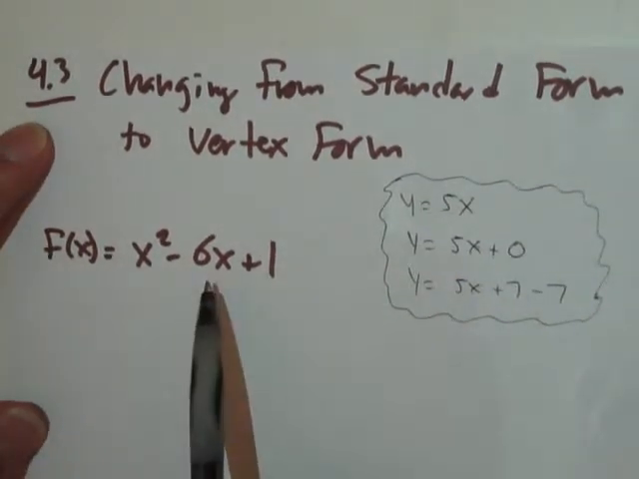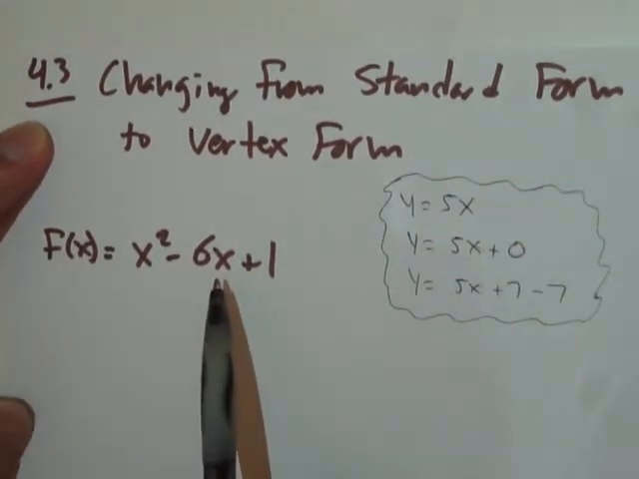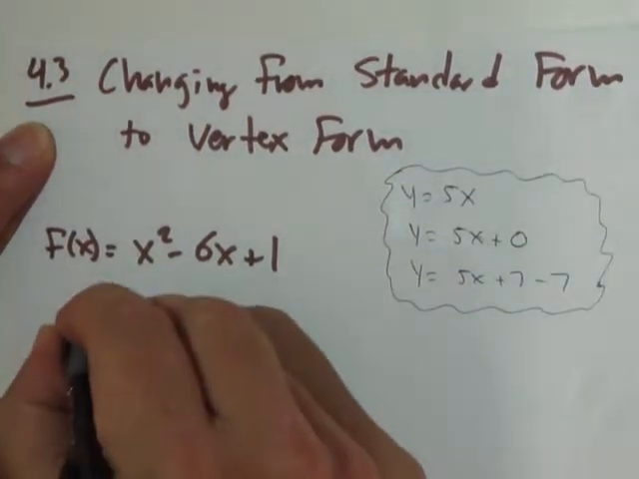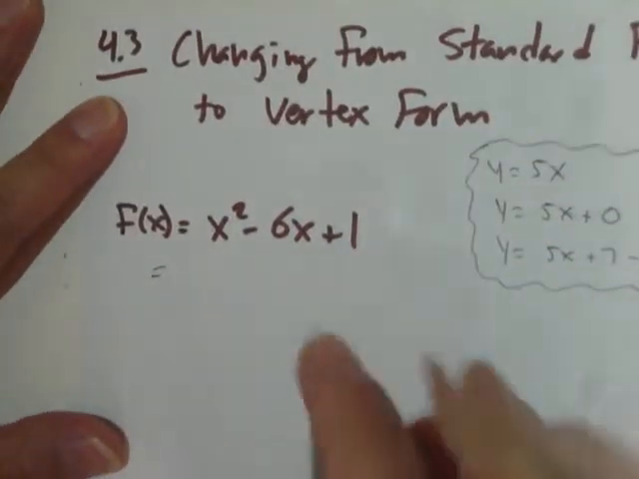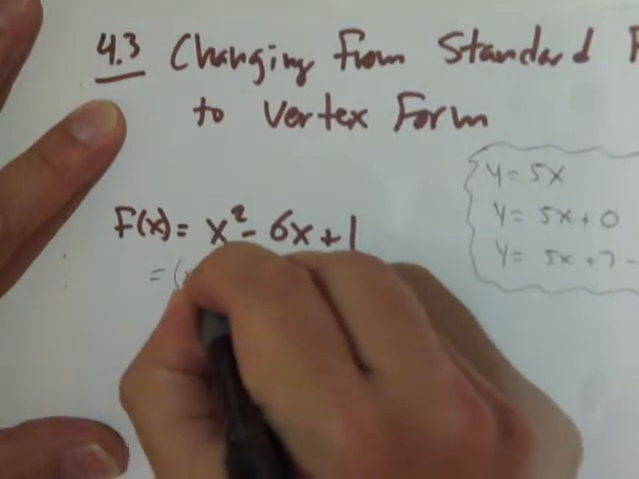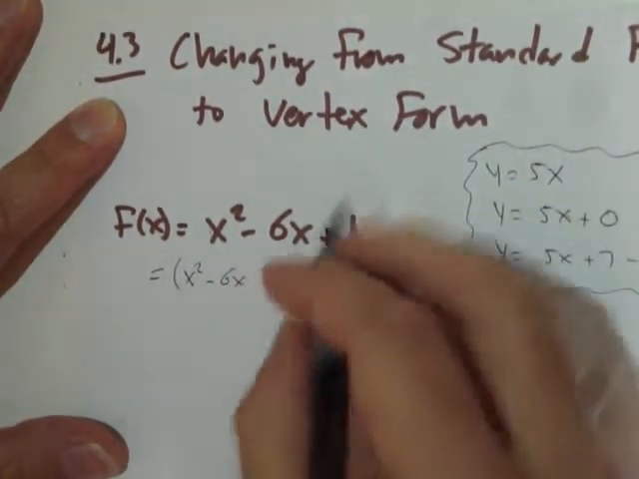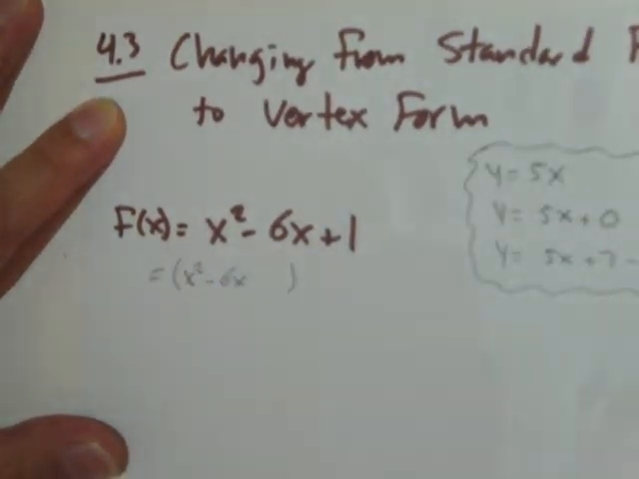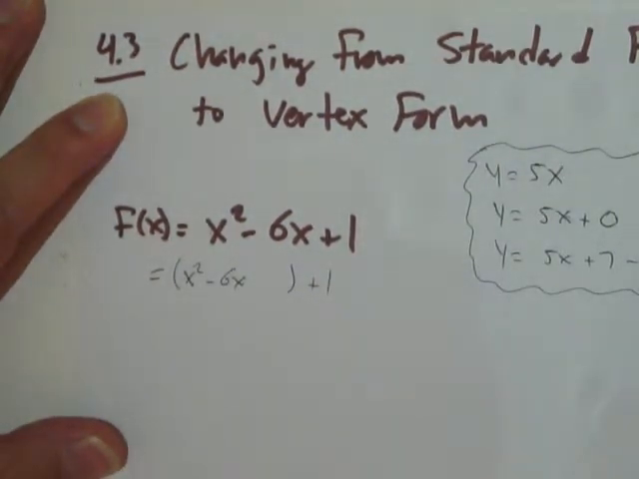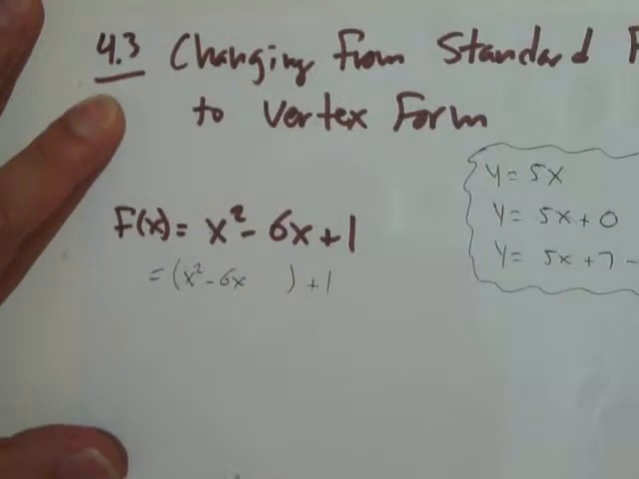The way we do this is similar to how we did the circle, where we had to complete the square. So we're going to complete the square with the x stuff. Let's rewrite this a little bit here: equals, and let's group together the x stuff, so x squared minus 6x. I'm going to leave a space inside this parenthesis that I'm making, and have the plus 1 be on the outside over here.